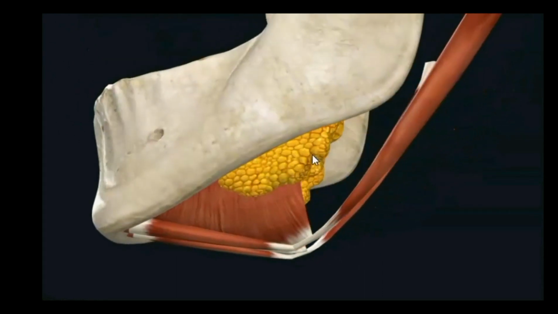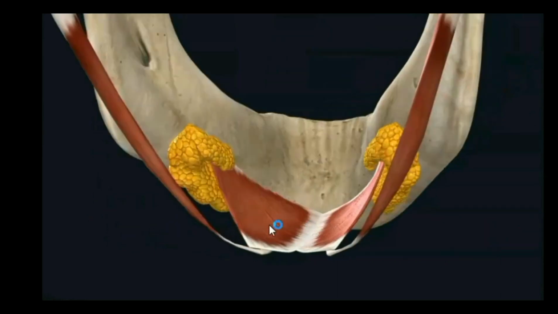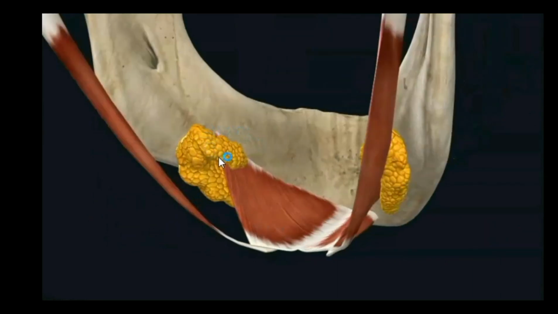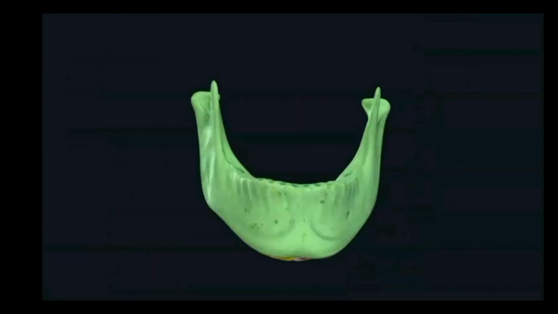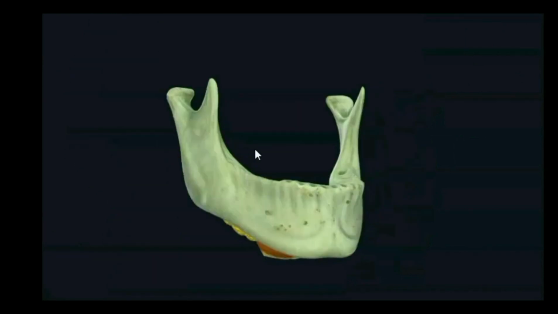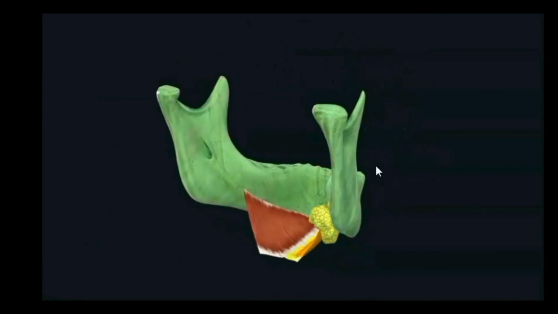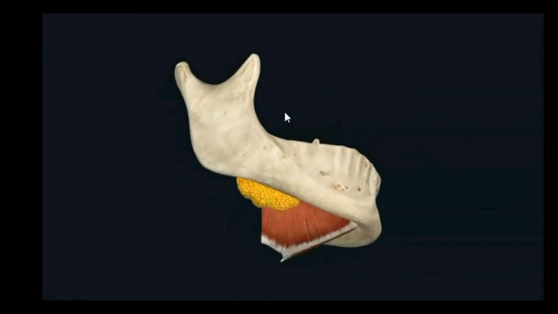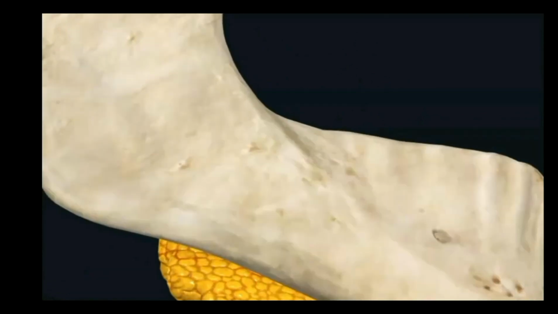You can appreciate here, the arrow is depicting the large superficial part, and you are seeing the smaller deep part. Both are continuous with each other. When you see the digastric triangle, you are only appreciating the large superficial part, and sometimes it will be huge, covering the entire submandibular or digastric triangle.